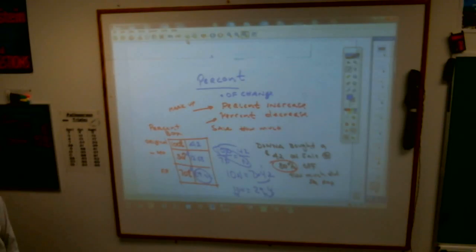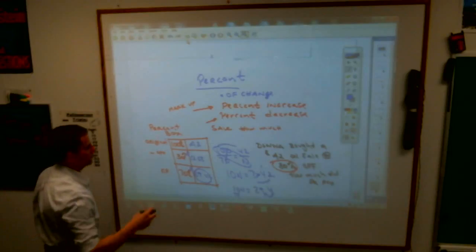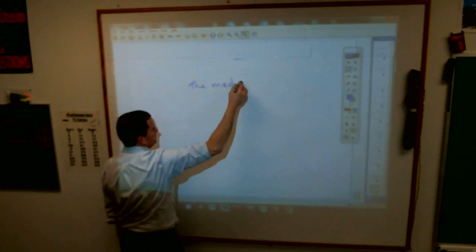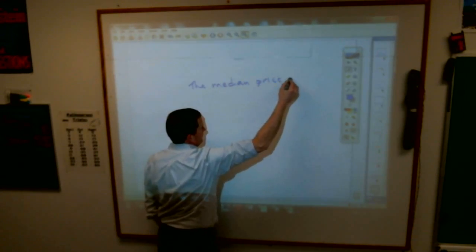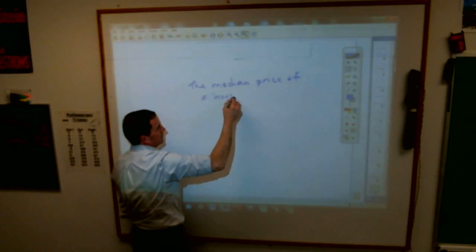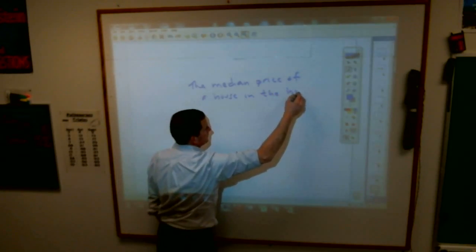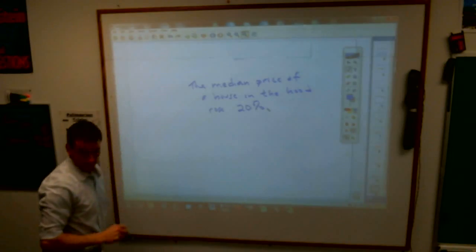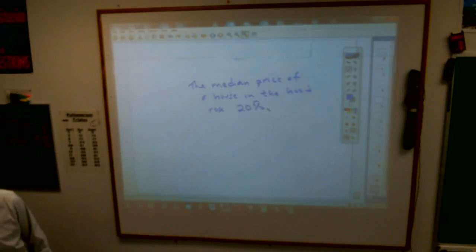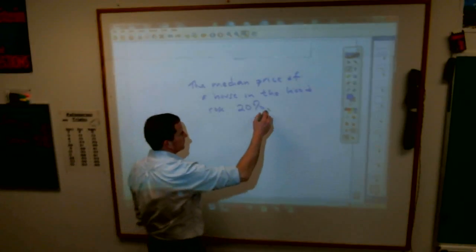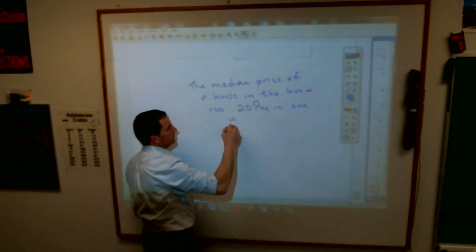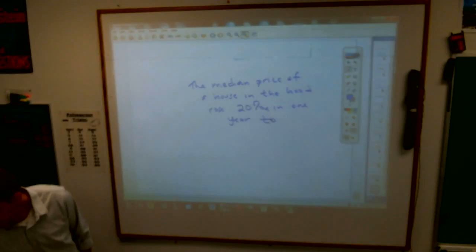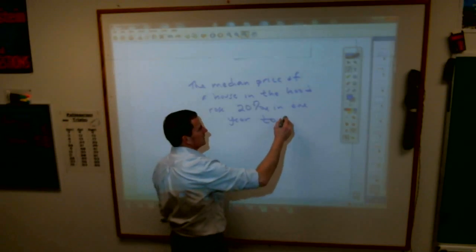How about this one? The median price of a house in the hood rose 20% in 1 year to, let me try to get this one right, it rose to $288,000.